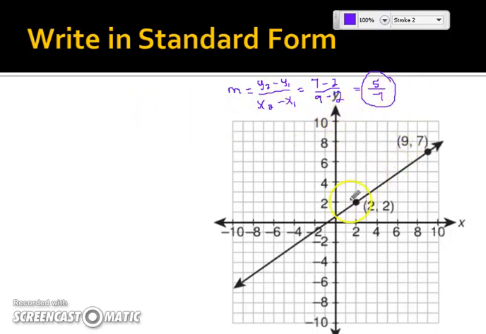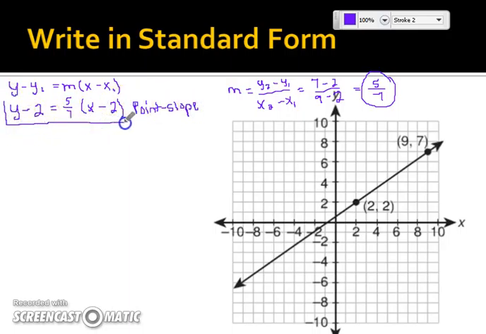Now, for point-slope form, you can choose either point. It doesn't matter which one. But you're going to write it in point-slope form. So y minus y1 equals m times x minus x1. So choosing one of them, I'm just going to choose this point here, 2, 2. So y minus my y-coordinate of 2 equals my slope, we calculate out to be 5/7, times x minus my x-coordinate, which was 2. So this one here is point-slope form.